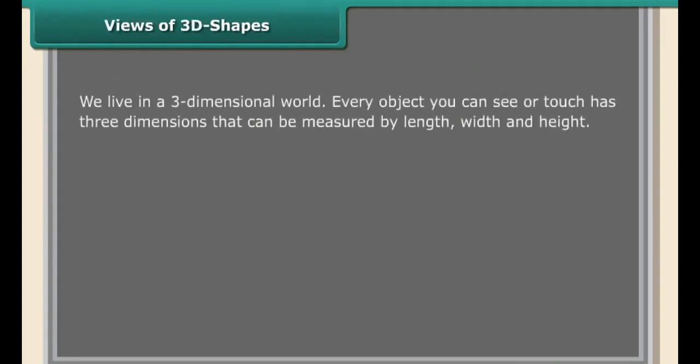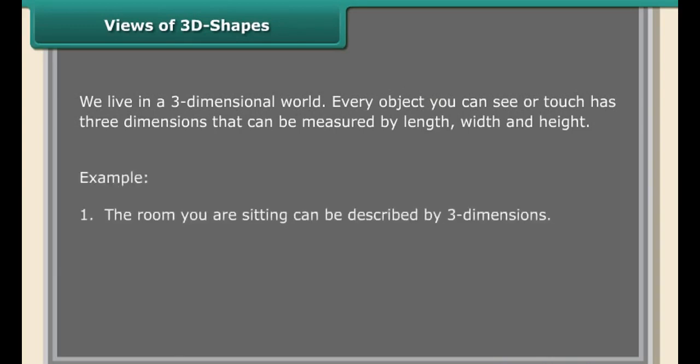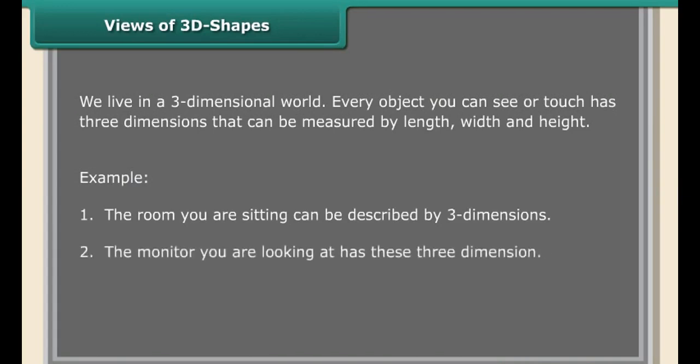Views of 3D shapes. We live in a three-dimensional world. Every object you can see or touch has three dimensions that can be measured by length, width, and height. Example 1. The room you are sitting can be described by three dimensions. The monitor you are looking at has three dimensions.